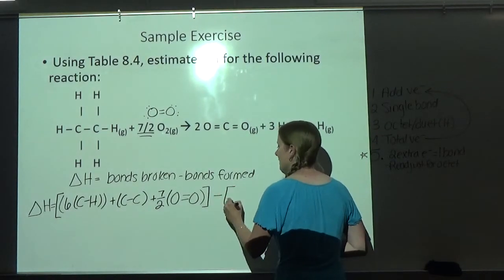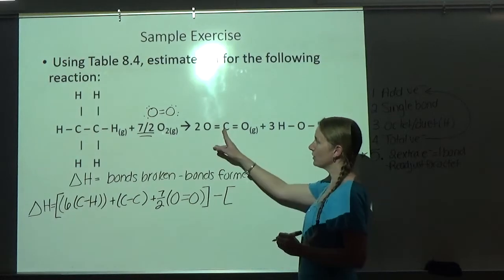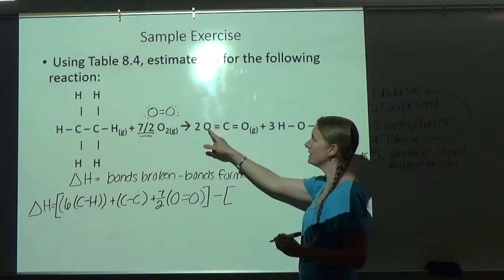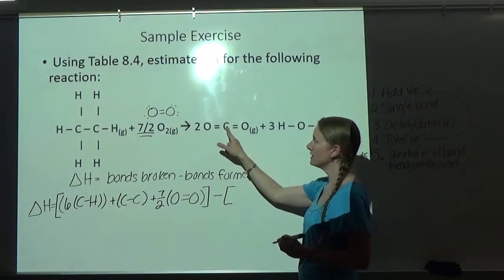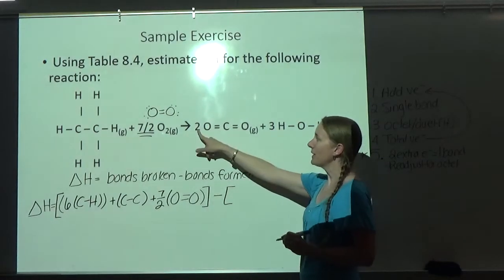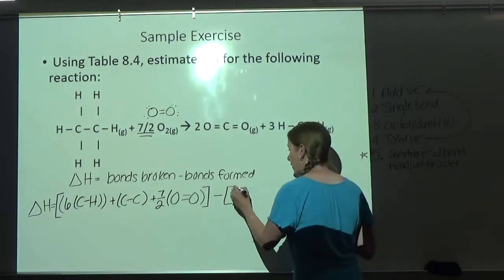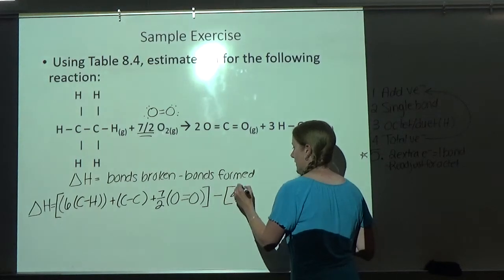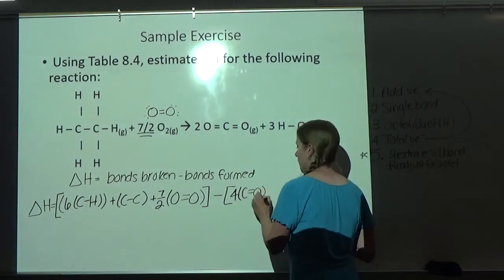Then I do minus my bonds formed. So I'll look over here. I have 2 C double bond O's. So see, a C double bond O, C double bond O. But I have a 2 in front. So I really have 4 C double bond O's.